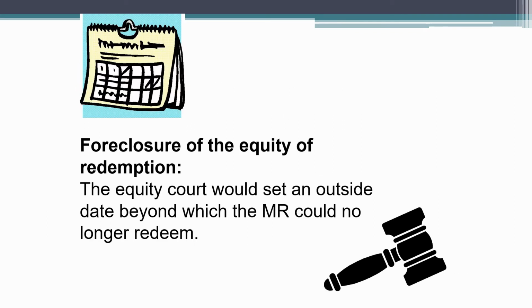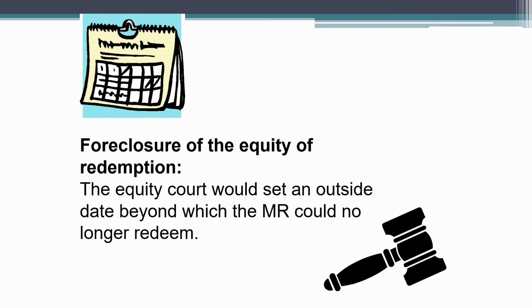However, the lenders of that day found that to be objectionable because they said, well, how long do we have to wait? We need some outside date after which we can say we really do get to keep the title to the real estate. And so the equity courts developed the concept of a foreclosure date. And that was a date beyond which the mortgagor could no longer redeem the title to the property. How long would the mortgagor have?